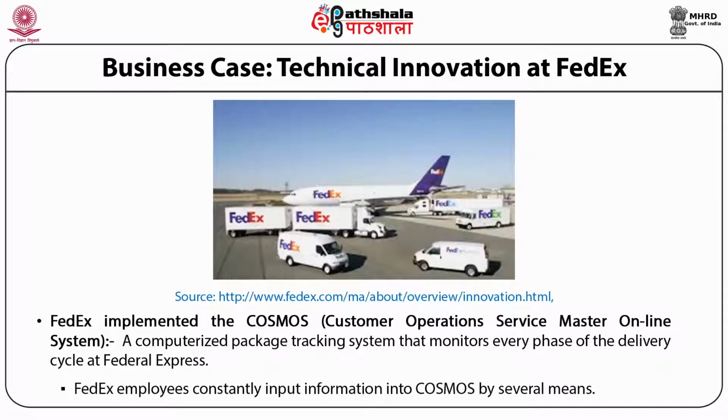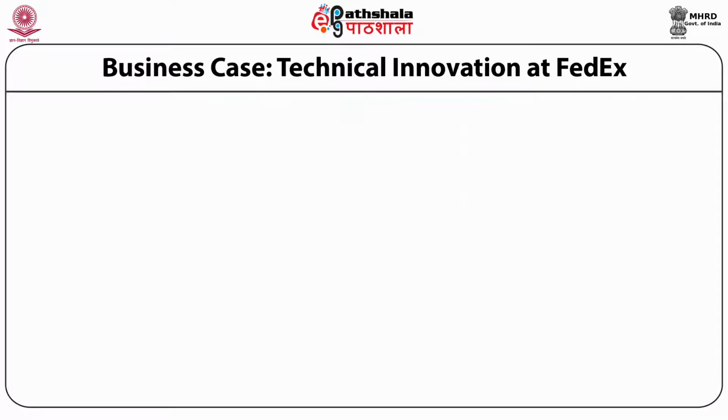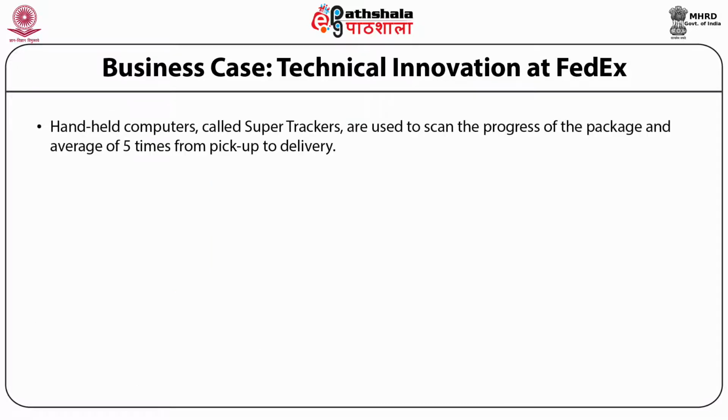FedExpress employees constantly input information into Cosmos by several means. Handheld computers called SuperTrackers are used to scan the progress of the package an average of 5 times from pickup to delivery. Couriers simply scan the barcode on every waybill with their SuperTrackers at every stage of the delivery process. Scans are performed at time of pickup, on arrival at the original station, at the final station, when placed on the van of the courier route, and at delivery.